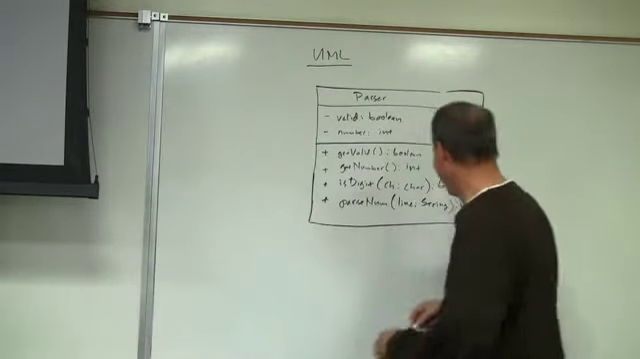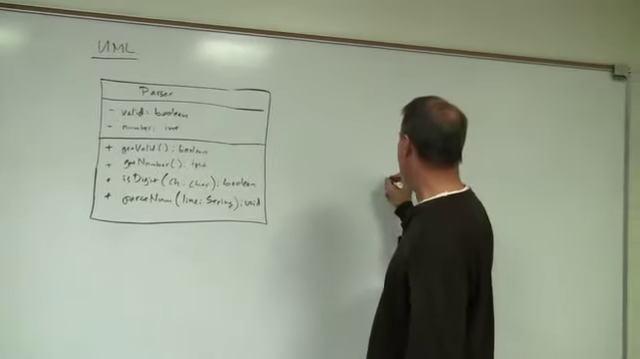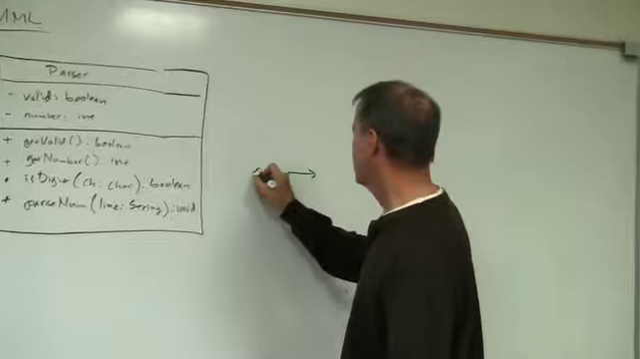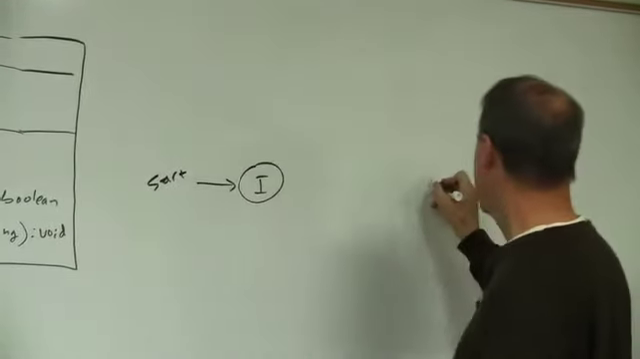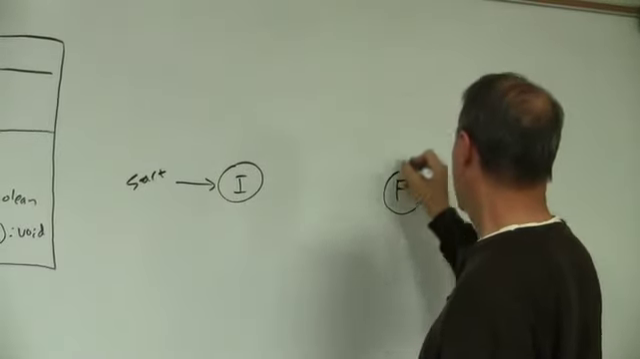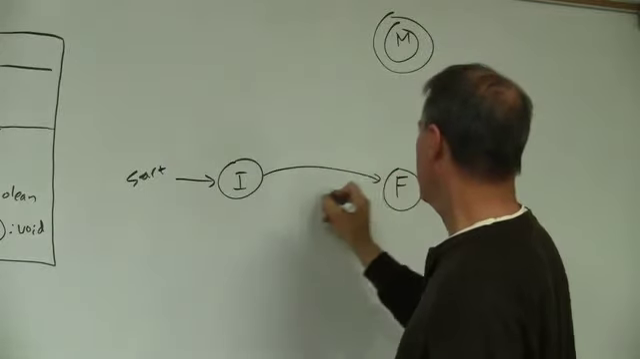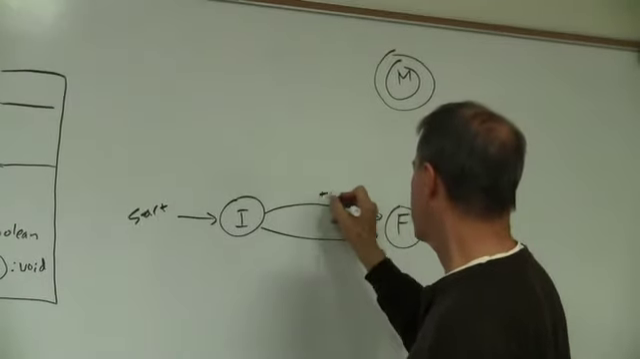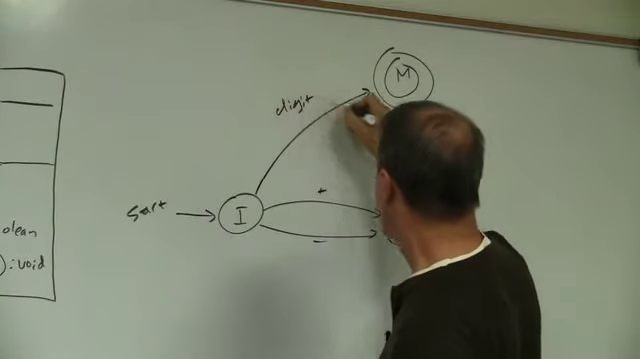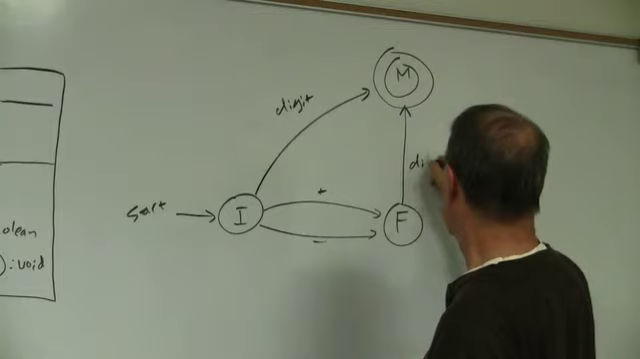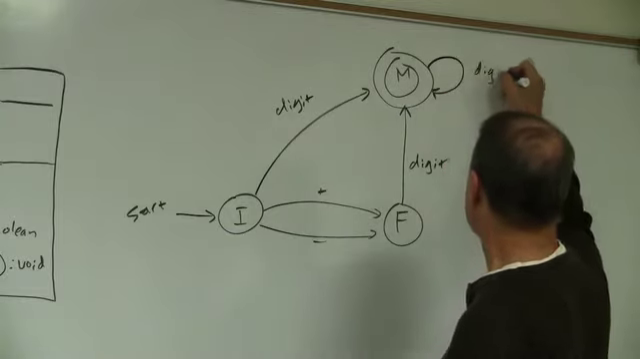All right, over here. So what is it? Here's start, and this is I. And then what's this one? F. And M. And it goes to here on plus or minus. And to here is digit. Here is digit, and it loops on itself on digit. That wasn't good. You're right.